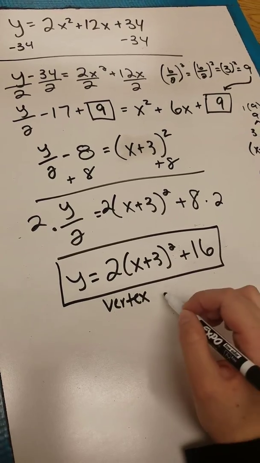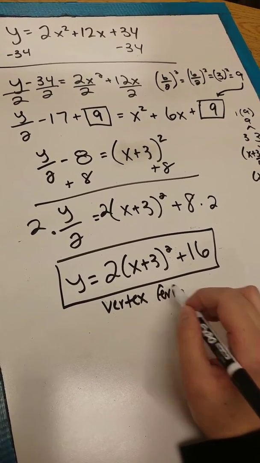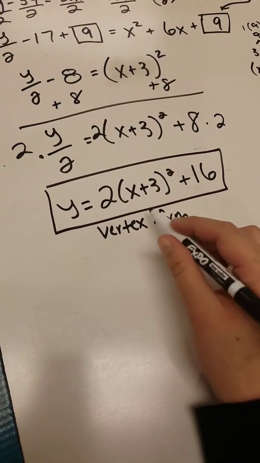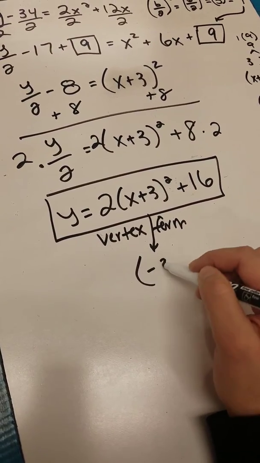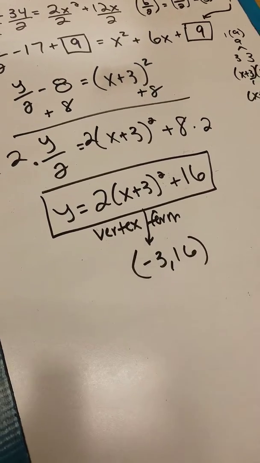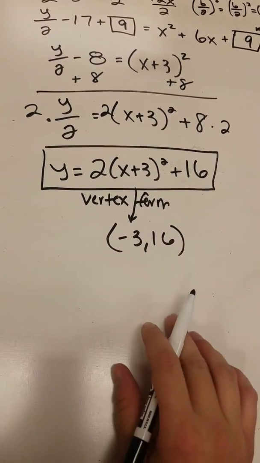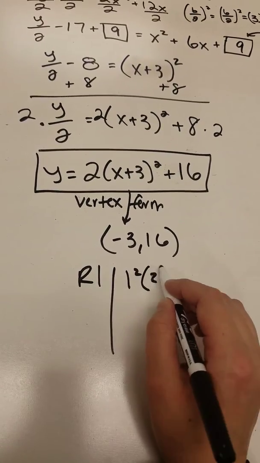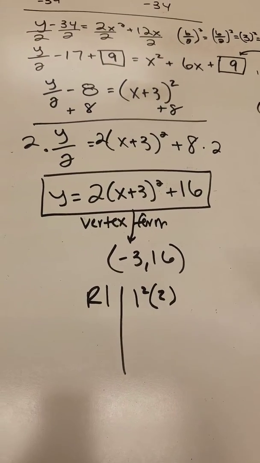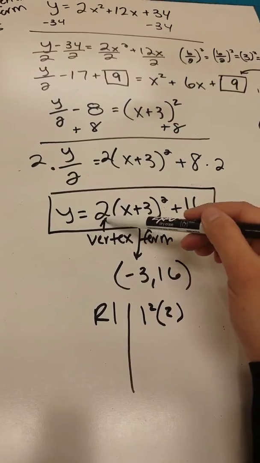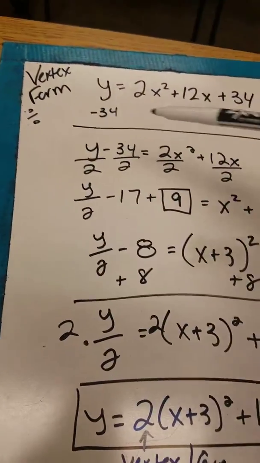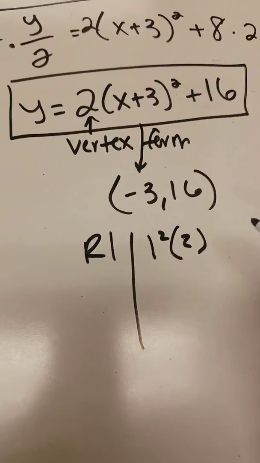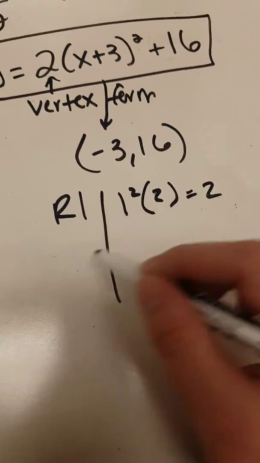From there, remember you would pull off your vertex. So it's always opposite of what's inside the parentheses. Okay, so our x value would be negative 3. Our y value would be 16. Okay, and then you would do your right 1 squared times your a value of 2. Notice you have 2 places to look for your a value, the vertex form, or way up at the original. That one is also a 2. Okay, so if you moved right 1, you would move up 2.